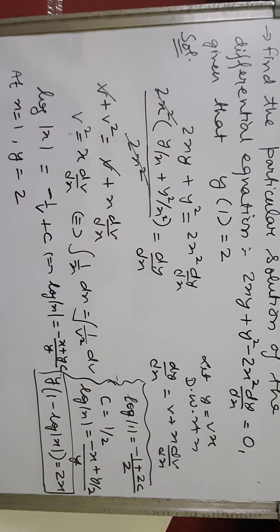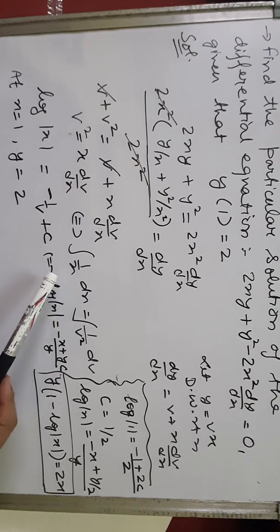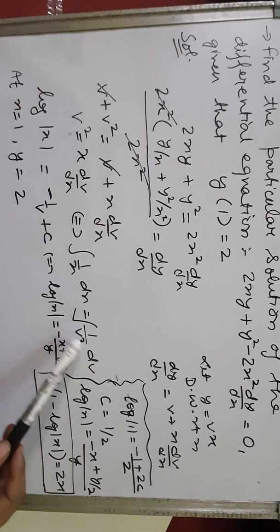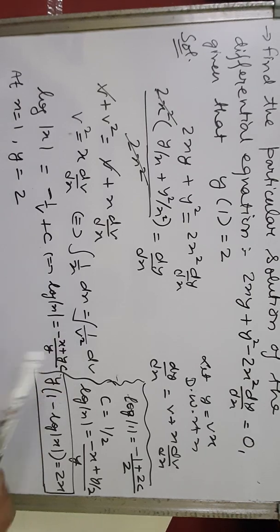Let's substitute the value of y upon x as v. We'll get v plus v square is equals to v plus x dv upon dx. Now here this v on the right hand side and left hand side will get cancelled. So we'll get the differential equation as v square equals to x dv upon dx. Now cross multiplying and integrating. So this will become integration of 1 upon x dx equals to integration of 1 upon v square dv. We know that the integration of 1 upon x is log mod of x, and 1 upon v square, or v to the power minus 2, will be minus 1 upon v plus c.